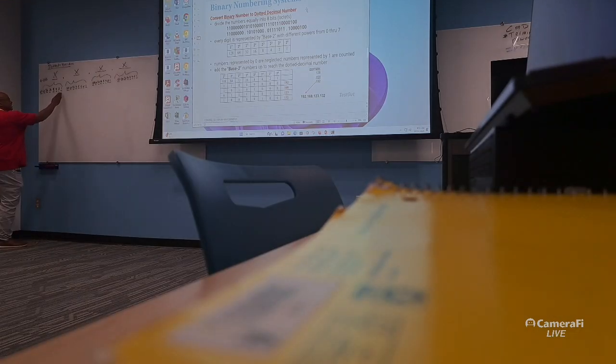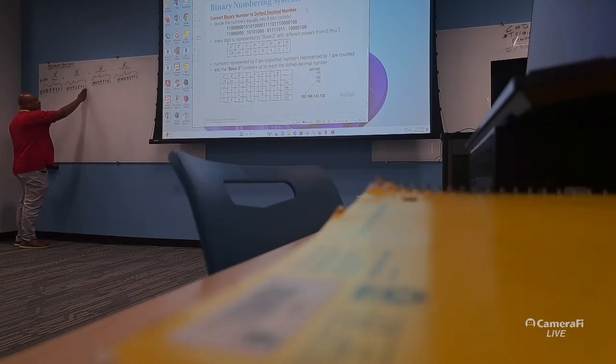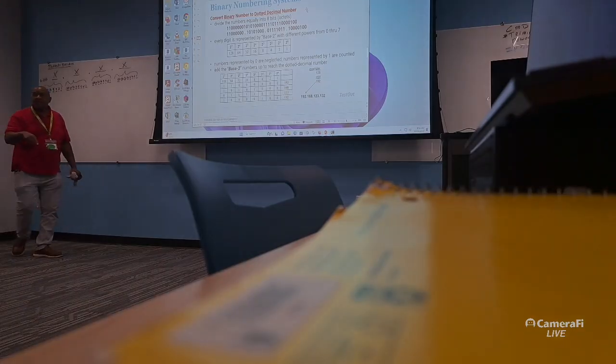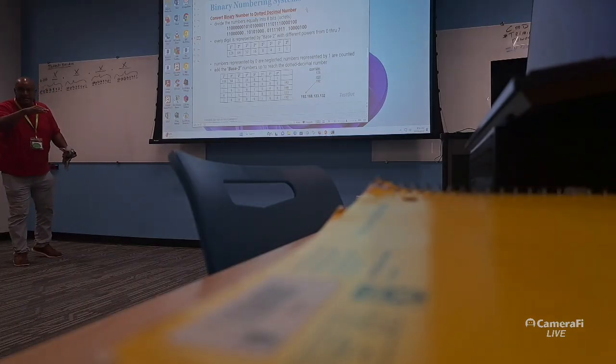So think of these as placeholders. It's going to either be a 1 right here or a 0. 1 or a 0, 1 or a 0, 1 or a 0. Same thing here. It's got to be either one or the other. It's either 1 or 0 for each place.